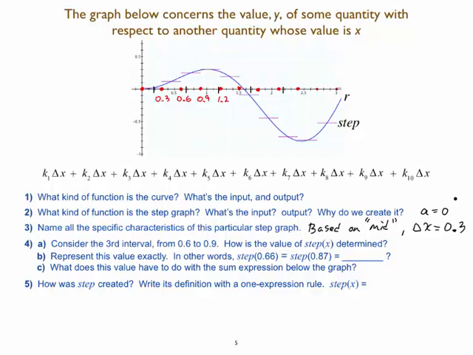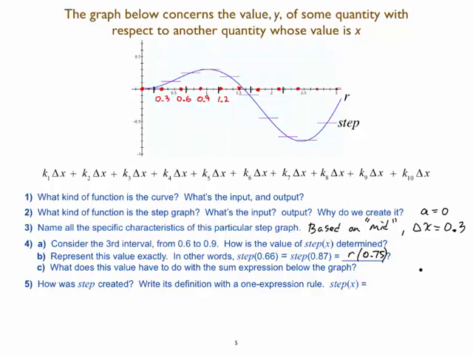Where's Stephanie? How'd you do on part B? How could we rewrite exactly what step of 0.87 is? Did you get that? She wants R of 0.75. What do you think? Is it right?